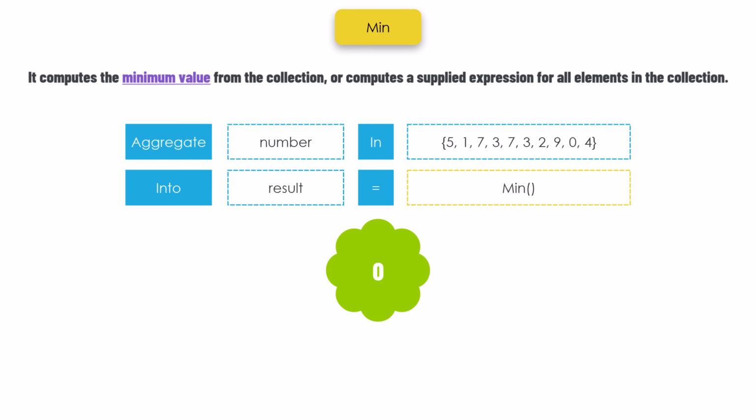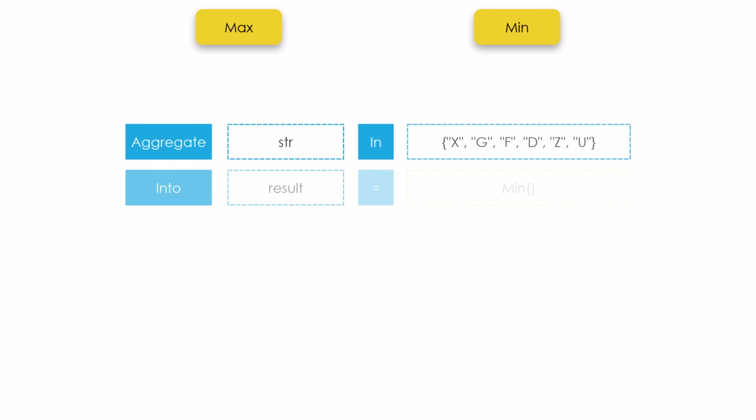Please make sure that you can use both max and min functions for any data type, not only for integer numbers. For example, the following string array. I have different letters in this array. The result here will be the letter D, because it's the minimum value in this sequence. So, here we check the minimum value depending on the alphabetical order of the letters. In summary, you can use both functions for any data type you need, like integer, double, decimal, string, etc.